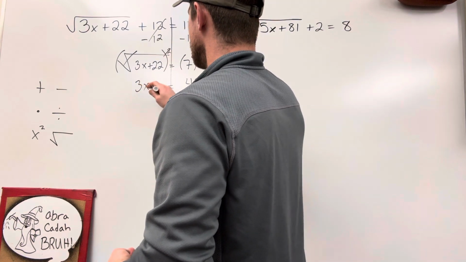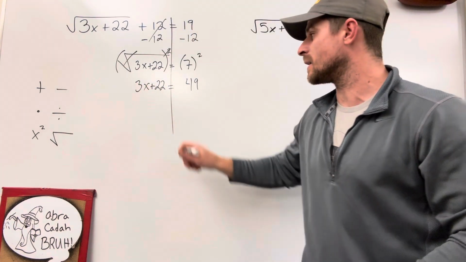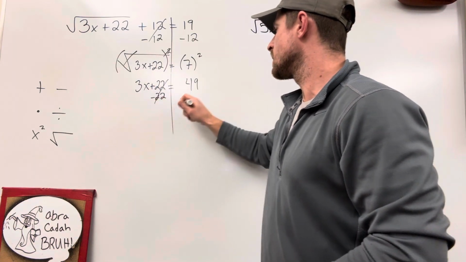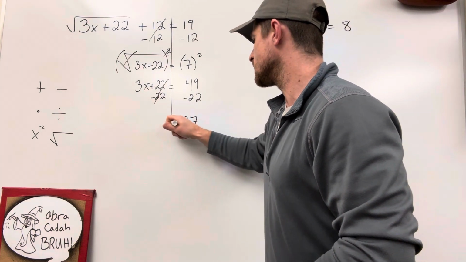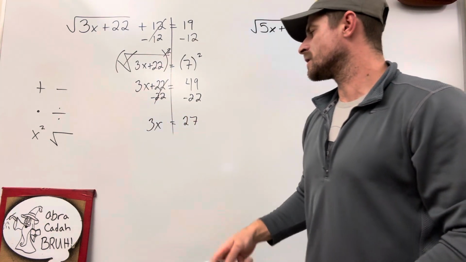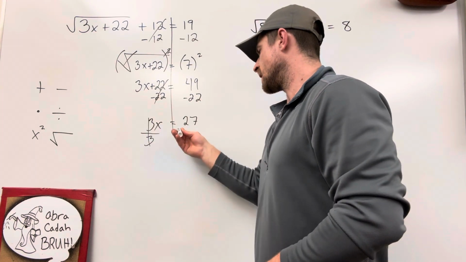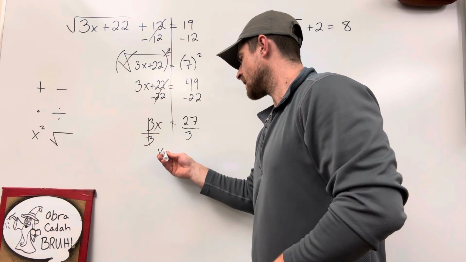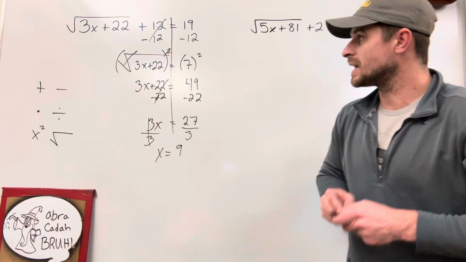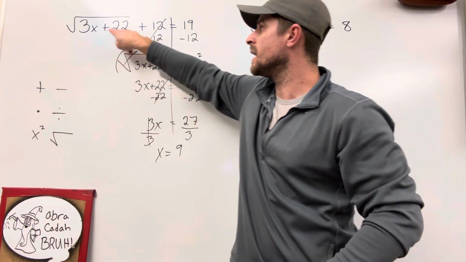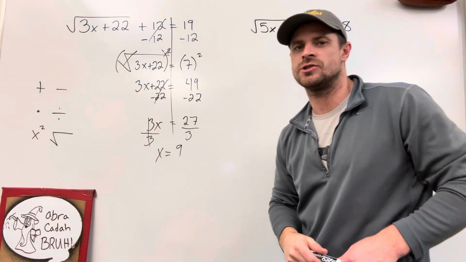leaving me with just 3x plus 22. And by now, you know you're just in a two-step equation from here. We've got to get rid of the constant, minus 22. Take away 22 from 49. That's going to leave you with 27 equals 3x. We're going to divide by 3 because 3 is being multiplied by x, so the opposite is division. Divide by 3, x is equal to 9 in this scenario. So if you took 9, plugged it in right there, multiplied it by 3, added 22 to it, took the square root, added 12 more, you'd be left with 19 as your final value.